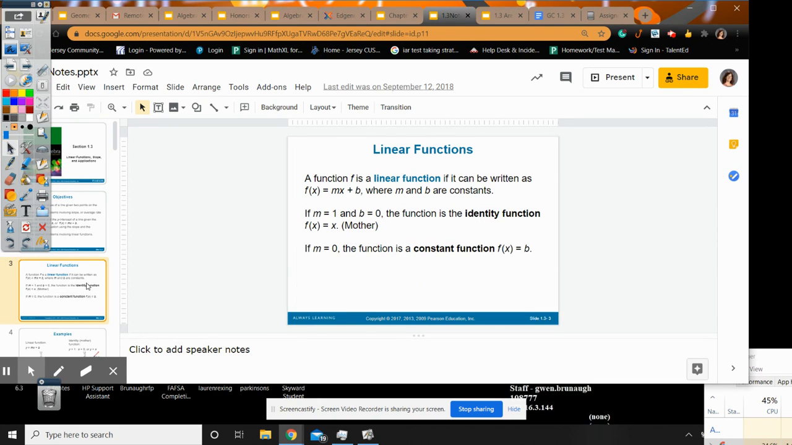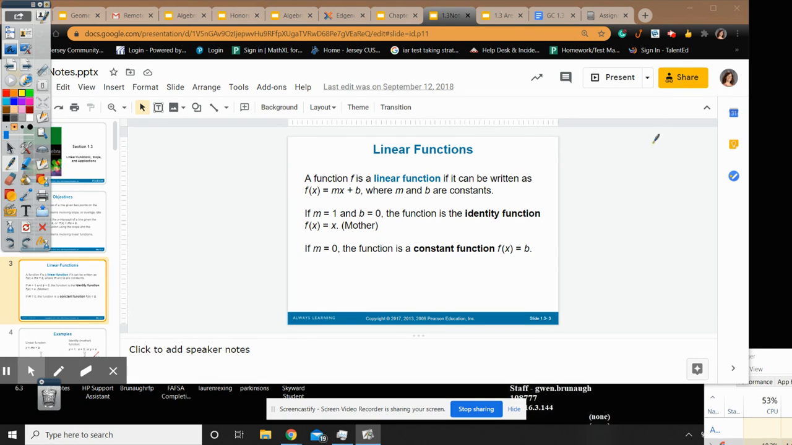Okay, so a linear function. We talked a lot about this, and last week we were discussing that when you have a line, there are infinitely many points. So these lines have infinitely many points on them. And we talked about graphing them by the intercepts or an XY table.